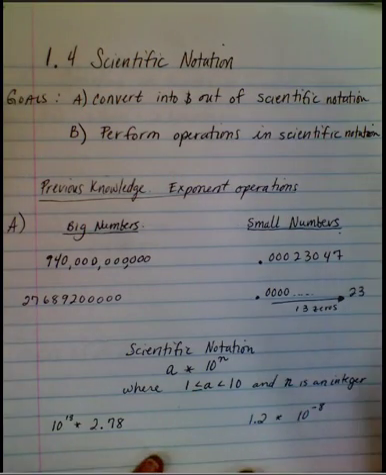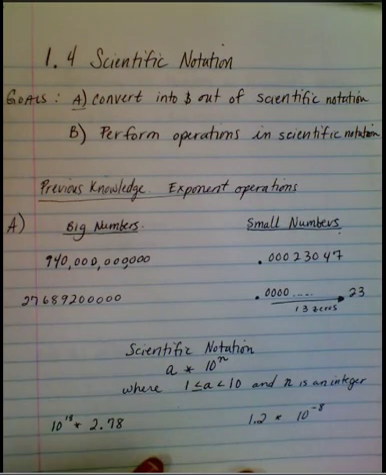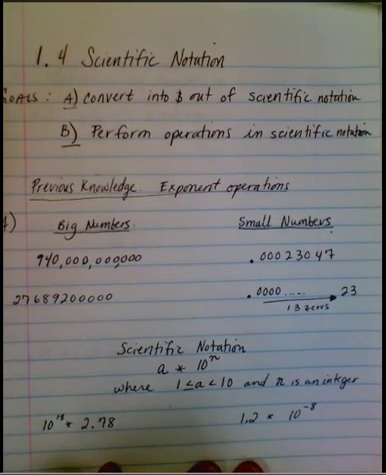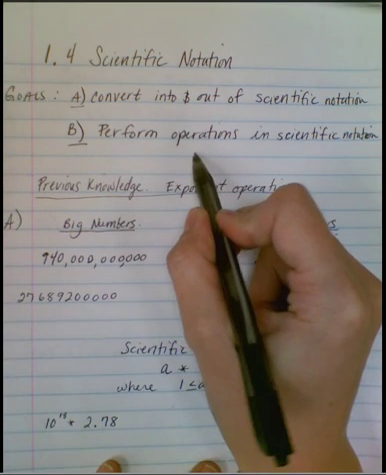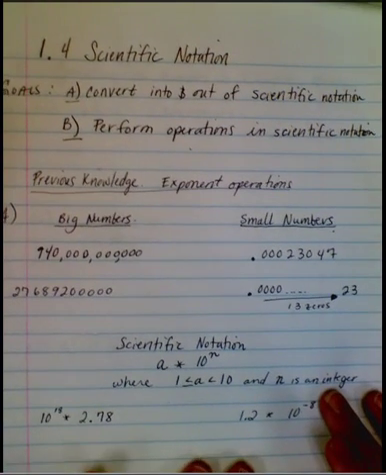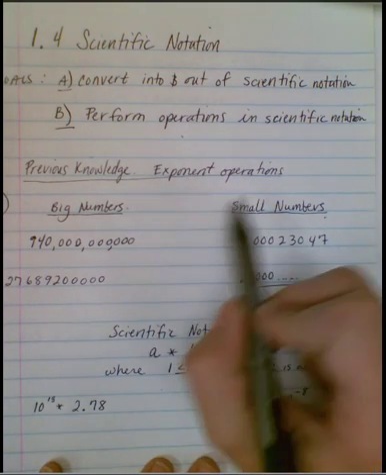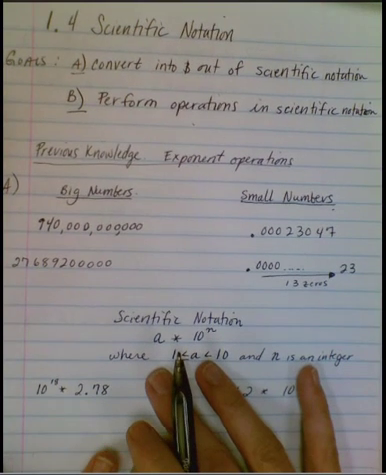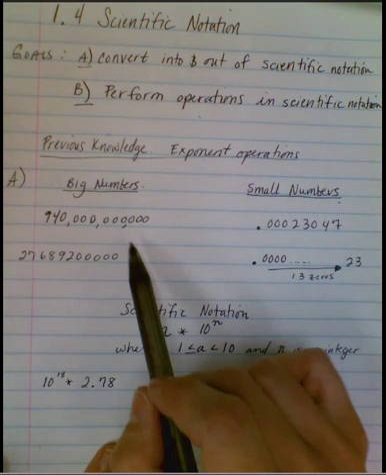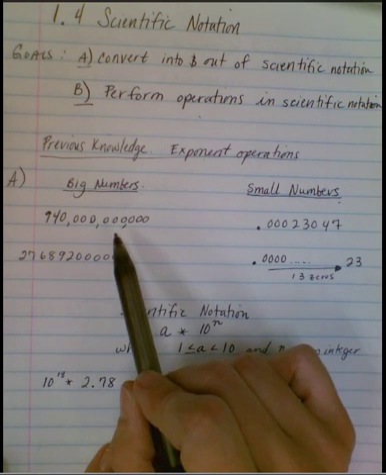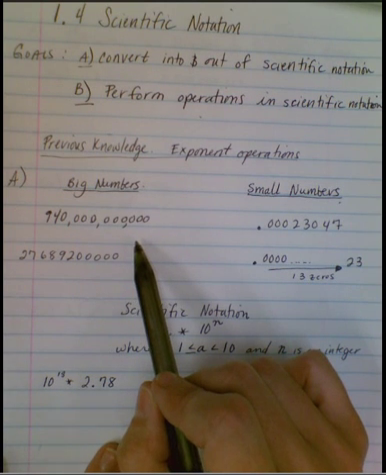Okay, two goals: converting in and out of scientific notation and performing operations in them. By operations, I mean adding, subtracting, multiplying, and dividing. So we should feel pretty comfortable with exponent operations, which is similar to what we're doing here. It also connects to how we were converting rational numbers from fractions to decimals using the 10 rule.